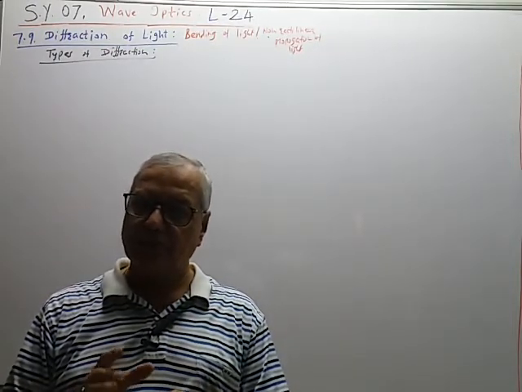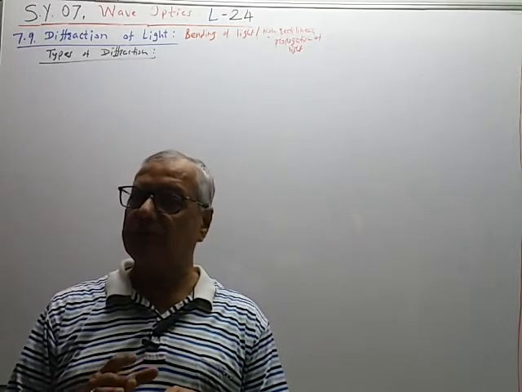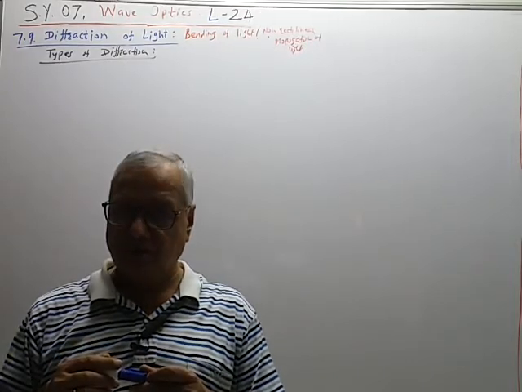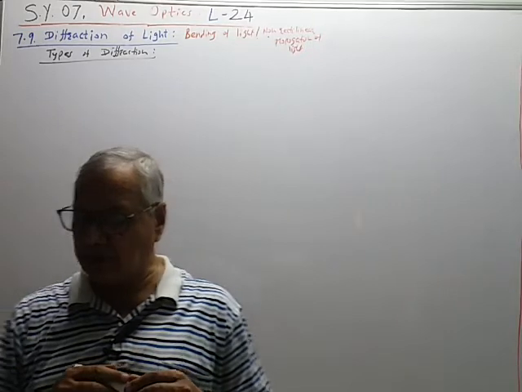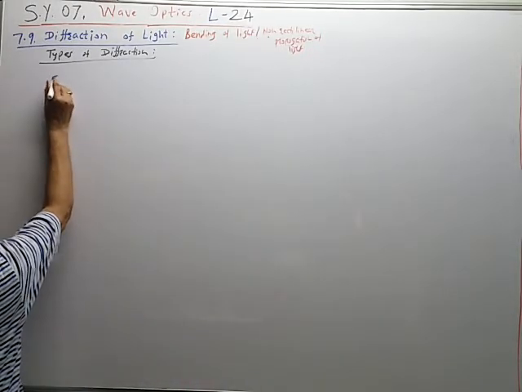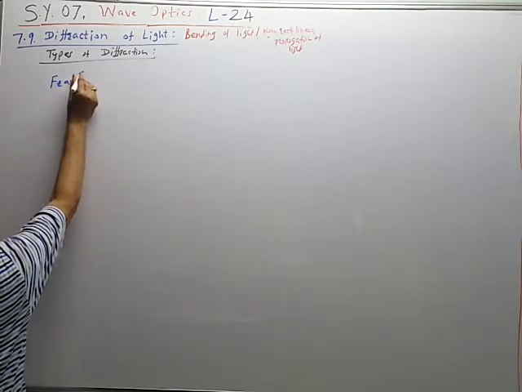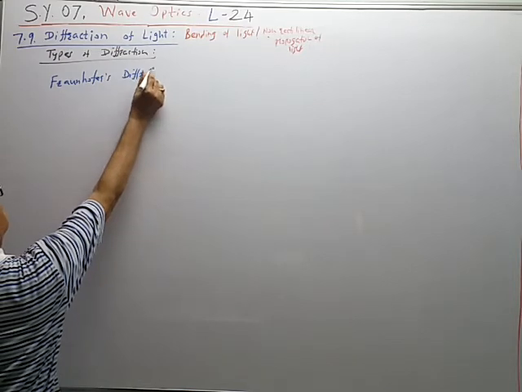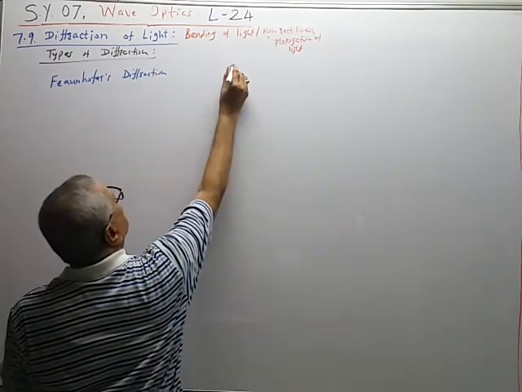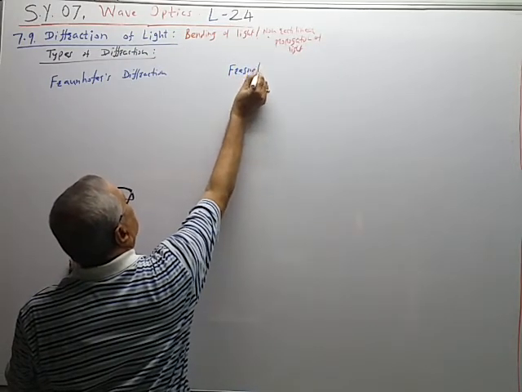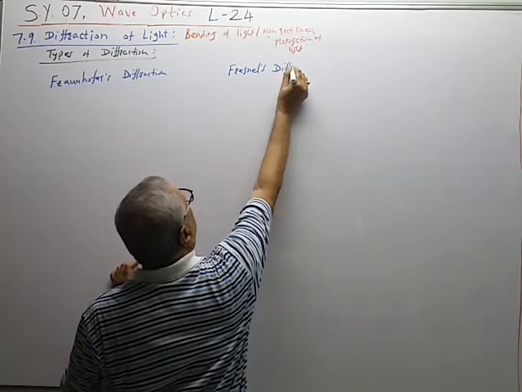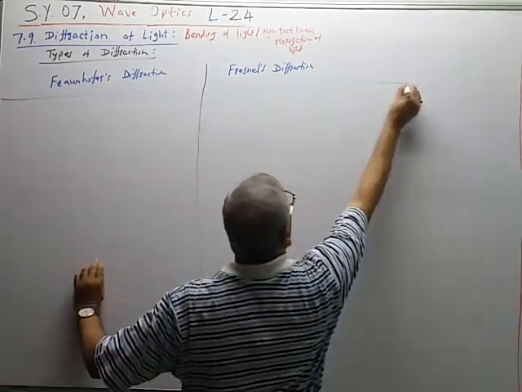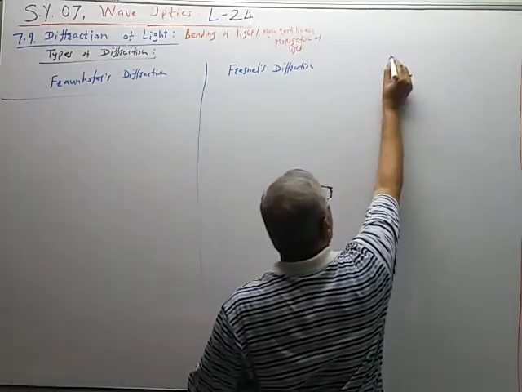We have seen Fresnel's biprism experiment. The same scientist has also observed the phenomenon of diffraction of light, and he has explained it like this. So there are two types, one suggested by Fresnel and the other by Fraunhofer. The two types are Fraunhofer's diffraction and the second one is Fresnel's diffraction. So what are the distinguishing points between them that we are going to see?